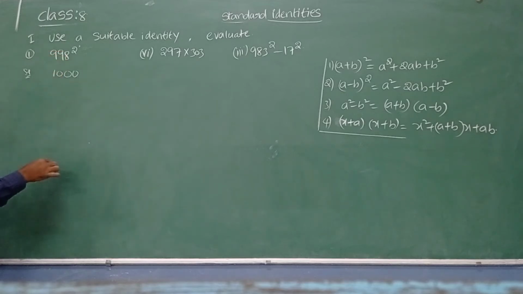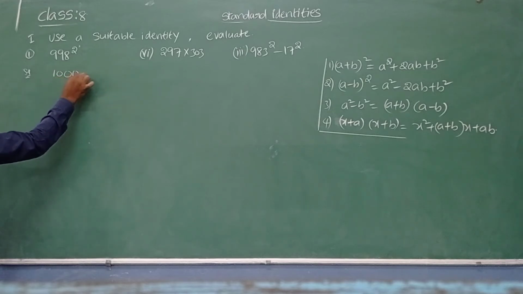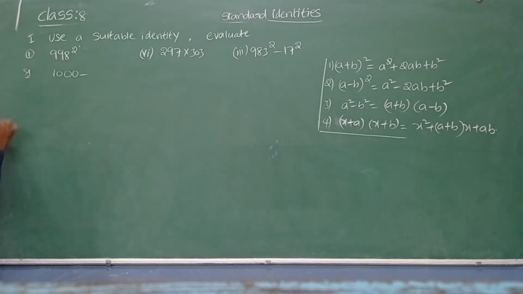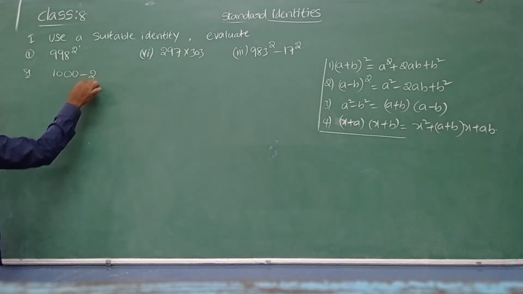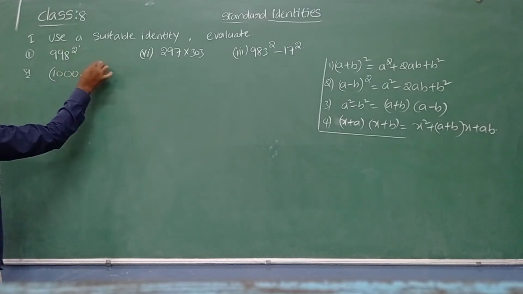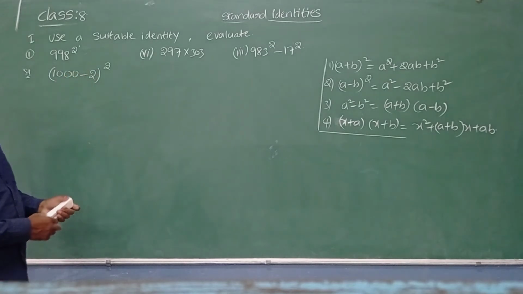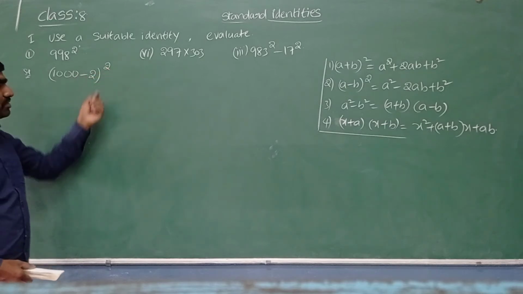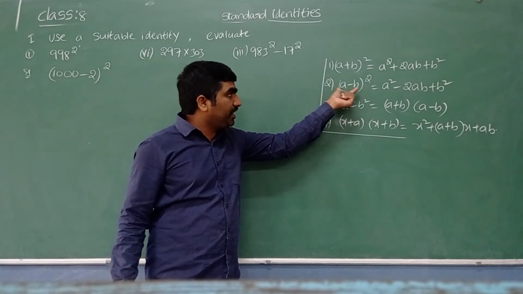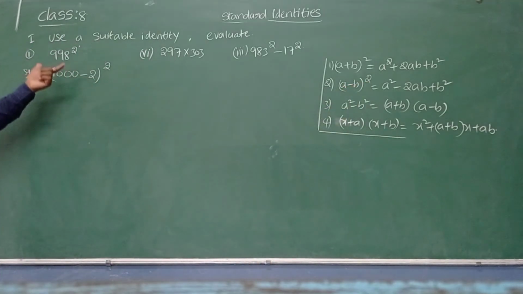Now to get 998 from 1000 we need to add something or subtract something. Sir, from 1000 we need to subtract something to get 998. What is the something? 2. Sir, 1000 minus 2 gives us 998. Again the whole square will continue as it is: 1000 minus 2 whole square. Now can you tell me which identity it is like? A minus b whole square. Sir, it is exactly like the second identity, a minus b whole square. Yes. With the help of the second identity, we can simplify and evaluate this.